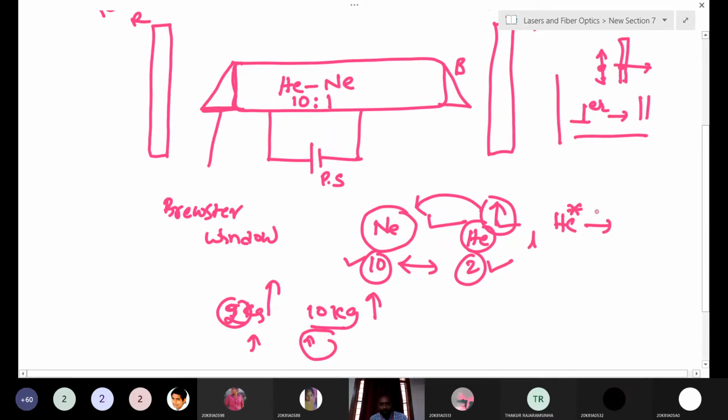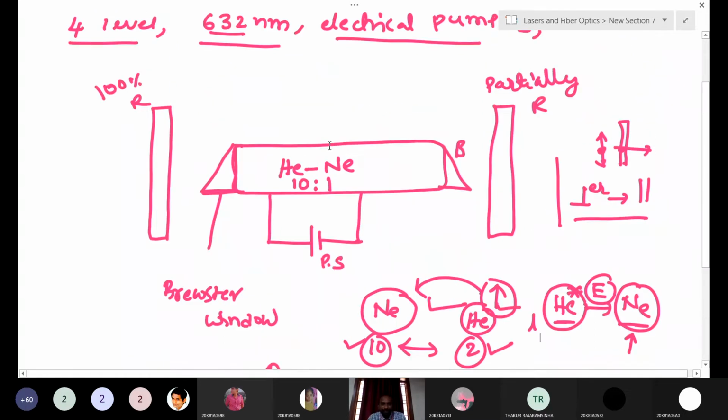Okay, star means excited atoms. Excited helium atoms will make collision with ground state neon atoms. Once they make collision, they exchange the energy to neon atoms. So initially we are giving some lesser energy to helium and neon. On top of that, helium also gives some extra energy, so that the neon atoms will excite to higher energy levels. That is the purpose of taking lighter helium atoms. Okay, it is very, very simple.